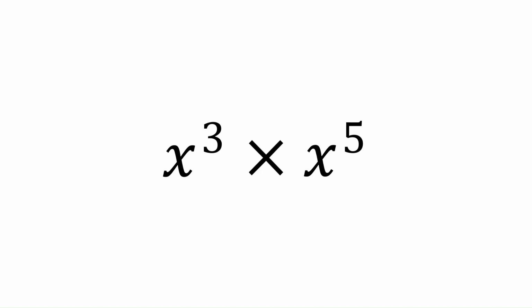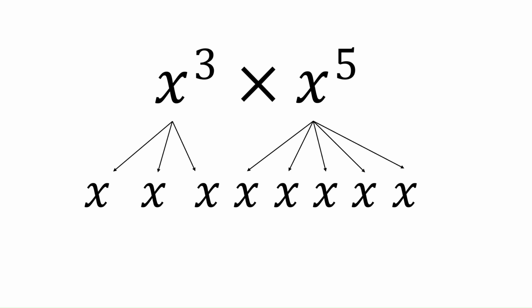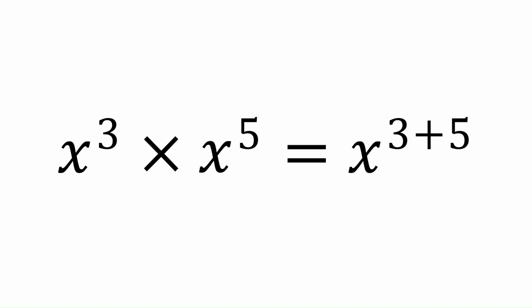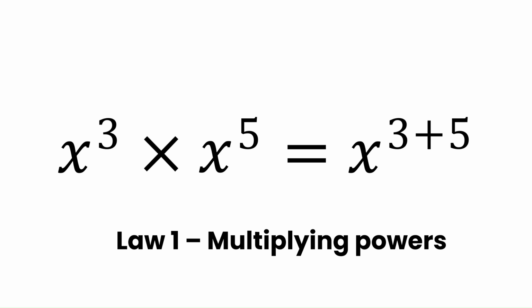Our first law is multiplying powers with the same base. When we multiply powers that have the same base, we add the indices. So if we had x cubed and we multiplied it by x to the power of 5, we would get x to the power of 8. The reason for this is very simple. x cubed means 3 x's multiplied together, and x to the power of 5 means 5 more x's multiplied together. So altogether we have 8 x's multiplied together, which gives us x to the power of 8. The important condition here is that the base must be the same. If the base is the same, we can add the powers together.